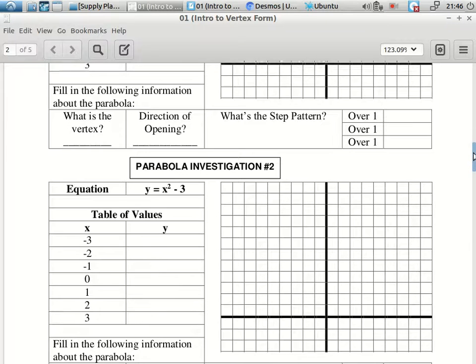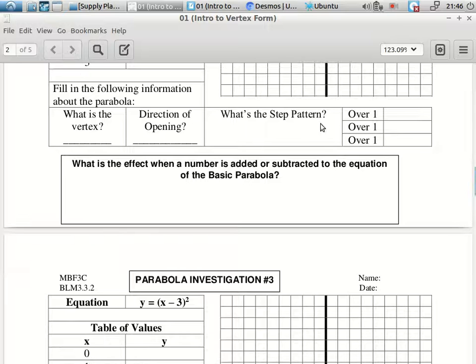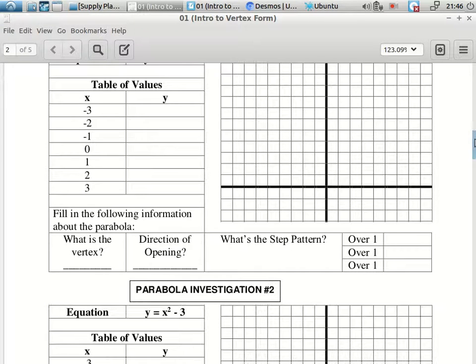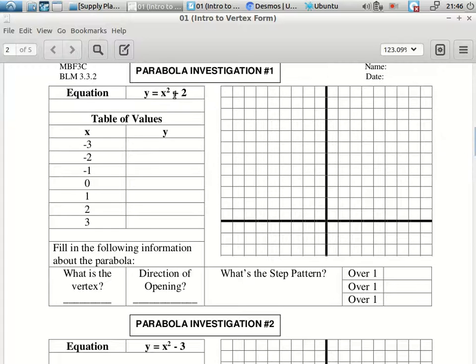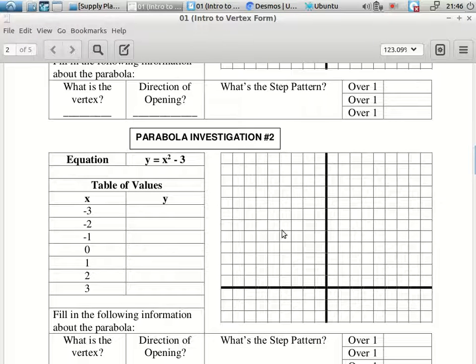Okay, some things to watch for. Okay, 1, at the bottom of each page, it's going to have a question. What is the effect when a number is added or subtracted to the equation? Right, so the only difference between these equations, right, and the one I just did, is that for this one, I added 2. Right, I had the x squared before, but I added 2. And this one, I had x squared and take away 3. So hopefully when you graph it, you'll notice a simple change in the graph, and that's what is causing that.